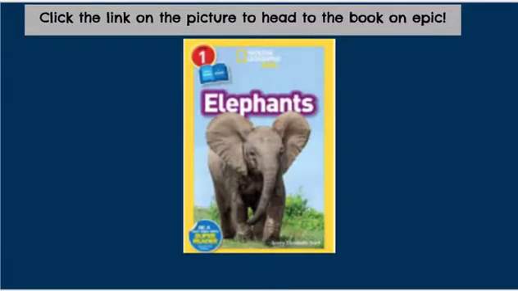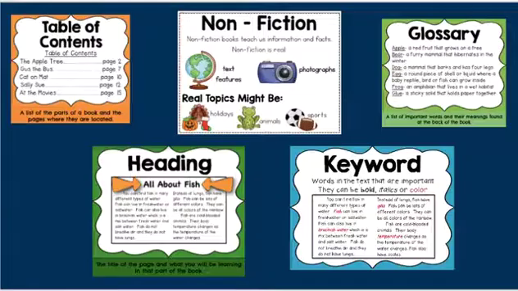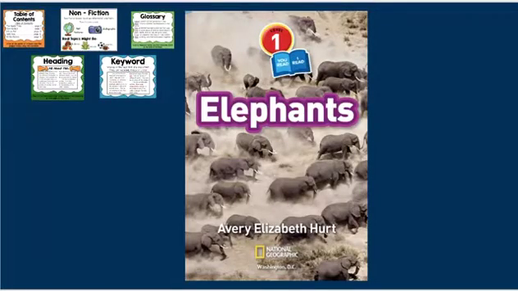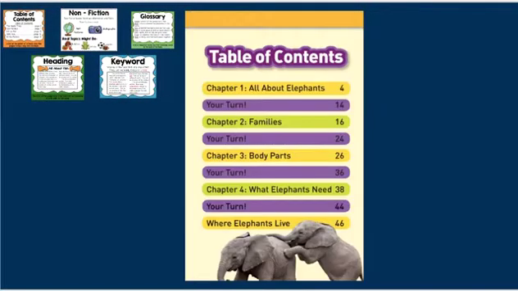Okay, so yesterday we read about caterpillars and butterflies. Today, we are going to explore a nonfiction book about elephants. All right, so we will scooch you down here and I will read the book Elephants to you. Now keep in mind we're focusing or looking for table of contents, nonfiction, glossary, heading, and keywords. Those are some of the things that we've learned about. Okay, so here we go.